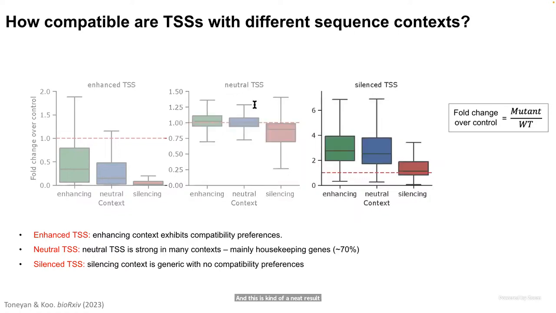And then finally, we tested the TSSs from silencing contexts. In this case, when we look at the red box, we can see that on average, the activity of these TSSs remains the same, around 1, meaning that the silencers do not display the same kind of compatibility rules as enhancers and have a more general silencing effect on the TSSs. And again, as a control, we put these TSSs in enhancing and neutral contexts, and as expected, we saw higher activity because they escape the silencing effect of their contexts.